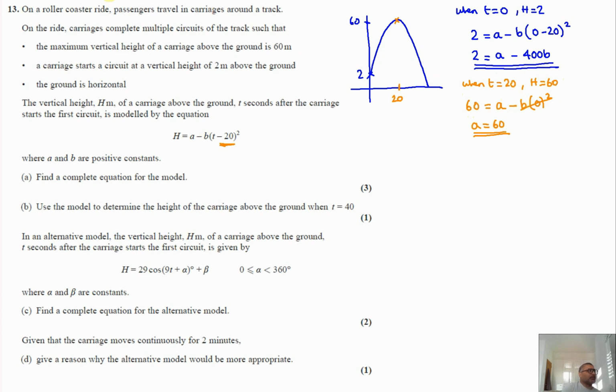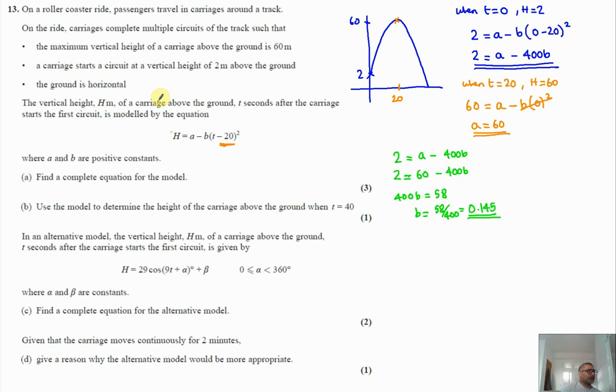Now, combining those two facts, we can work out b. If I substitute that a in, we know that 2 equals a minus 400b, then 2 must be 60 minus 400b, because we've worked out that a is 60. So rearranging that equation, that gives me 400b equals 58. So b would be 58 over 400, which gives us a decimal value of 0.145.